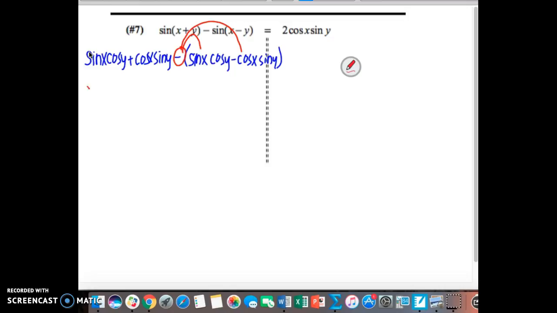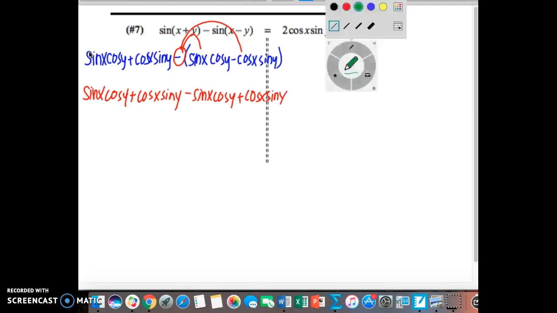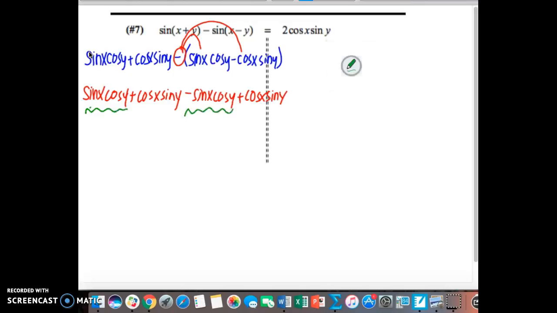When doing so, we receive sine of x cosine of y plus cosine of x sine of y minus sine of x cosine of y plus cosine of x sine of y. Now notice how we have positive sine of x cosine of y, and we have a negative sine of x cosine of y. Those two terms will cancel out, and then we are just left with cosine of x sine of y plus cosine of x times sine of y.